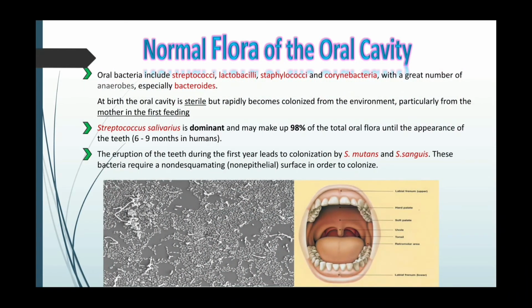Normal flora of the oral cavity. Oral bacteria include Streptococci, Lactobacilli, Staphylococci, and Corynebacteria with a great number of anaerobes, especially bacteroides. At birth, the oral cavity is sterile but rapidly becomes colonized from the environment, particularly from the mother in the first feeding. Streptococcus salivarius is dominant and may make up about 98% of the total oral flora until the appearance of the teeth. The eruption of the teeth during the first year leads to colonization by Streptococcus mutans and Streptococcus sanguis.